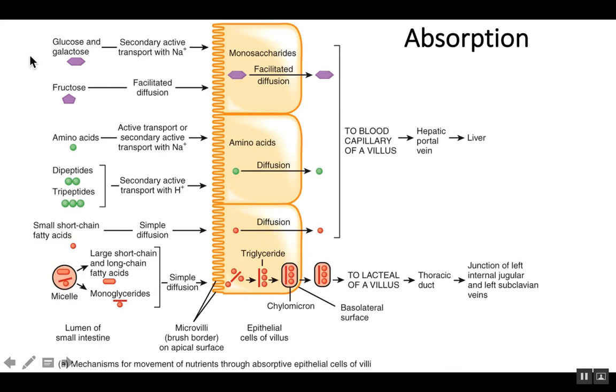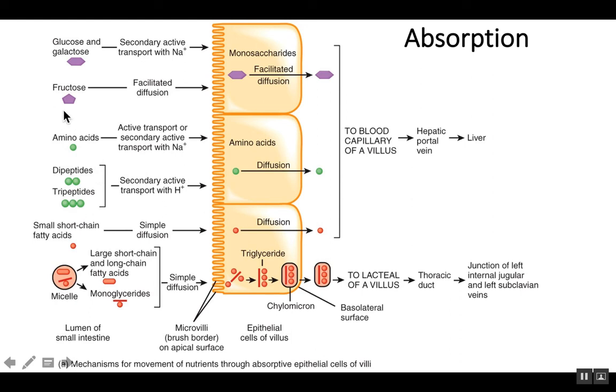So once carbohydrates are completely digested, they're down to the monosaccharides, which include glucose, galactose, and fructose. Those monosaccharides eventually get absorbed in through the absorptive cell into the blood vessels, into the blood capillaries of the villi. Then eventually they go to the liver via the hepatic portal vein.